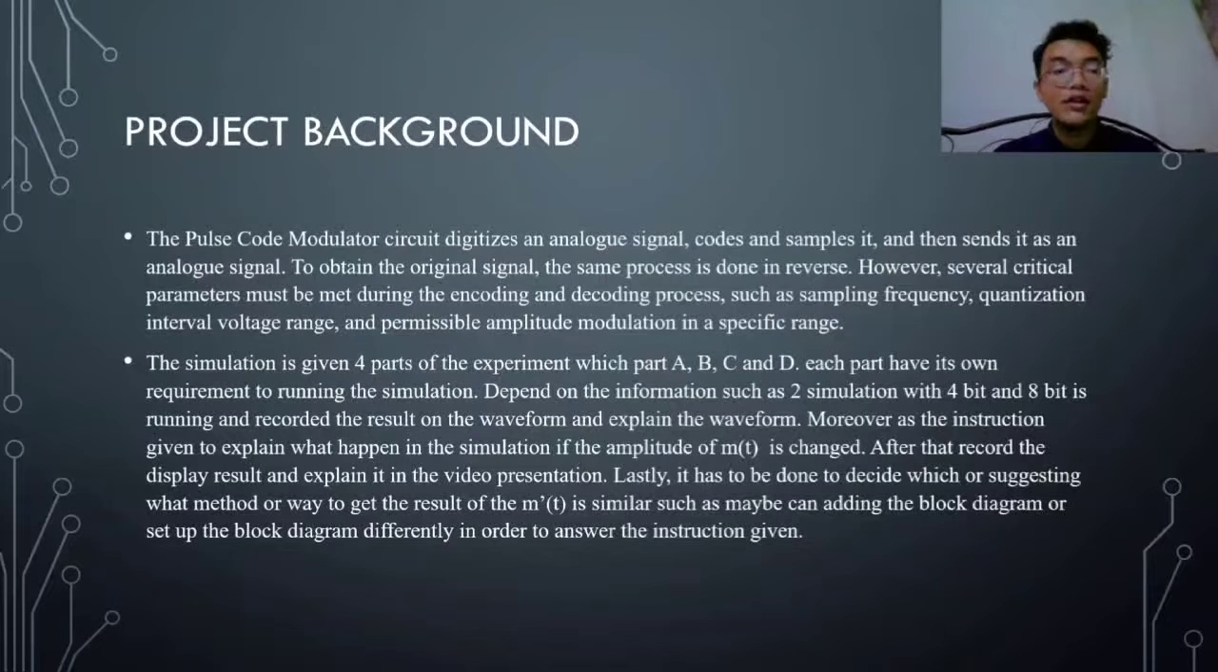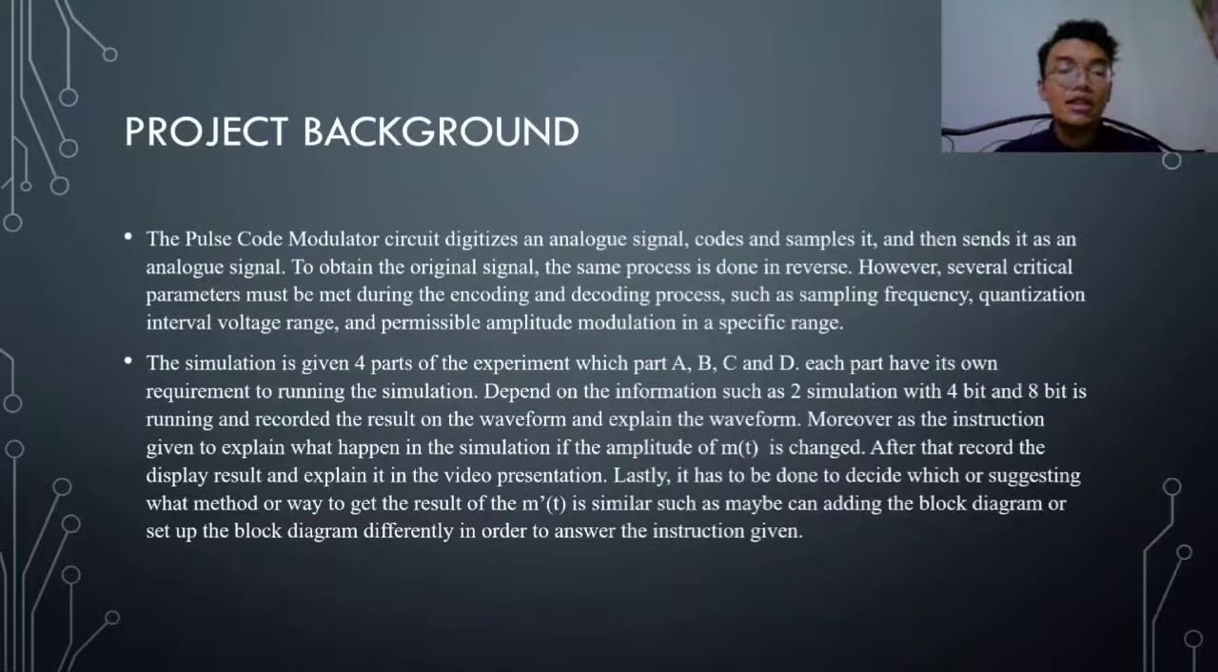The project background: the pulse code modulator circuit digitizes an analog signal, codes and samples it, and then sends it as a digital signal. To obtain the original signal, the same process is done in reverse. However, several critical parameters must be met during the encoding and decoding process, such as sampling frequency, quantization, interval voltage range, and permissible amplitude modulation in a specific range.